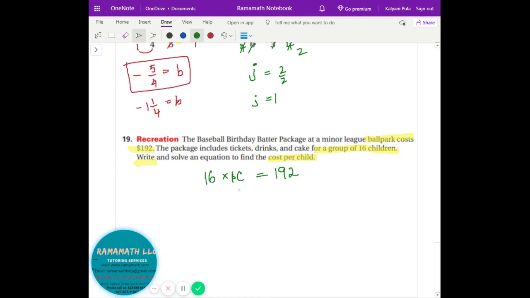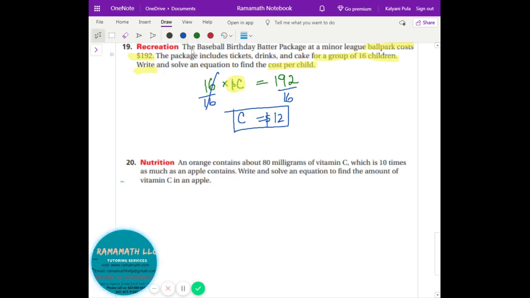Now C is a variable, and 16 is next to it. So the opposite of multiplying by 16 is to divide by 16 on both sides. Whatever you do on one side, you have to do on the other side. So the letter C is going to be 192 divided by 16. What's the equation?